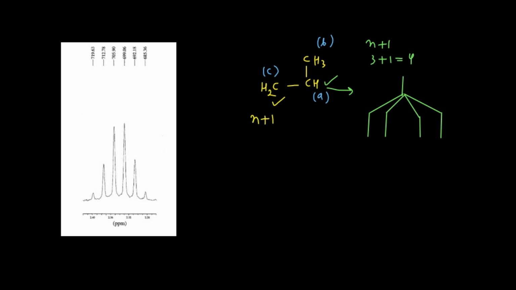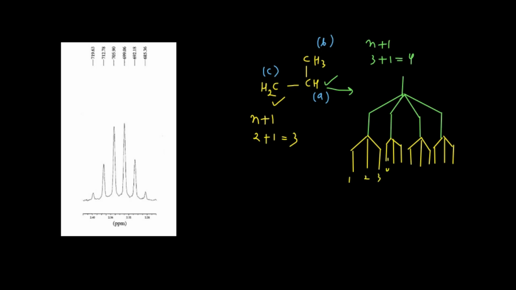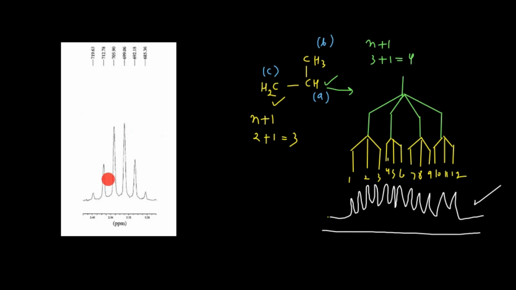Now the neighboring hydrogens are 2 connected with this one hydrogen. This will give you 3. So each peak will now split into 3. How many peaks am I getting? 1, 2, 3, 4, 5, 6, 7, 8, 9, 10, 11, 12. 12 peaks basically we should get. But we are getting only 6 lines, or 6 peaks.